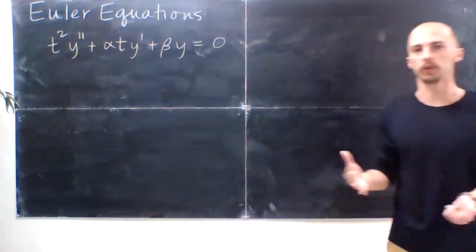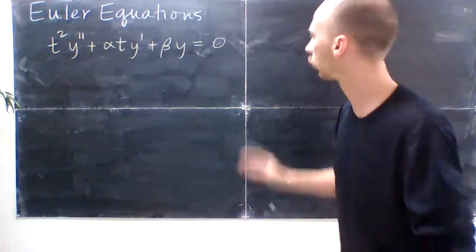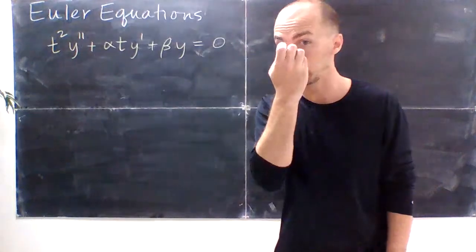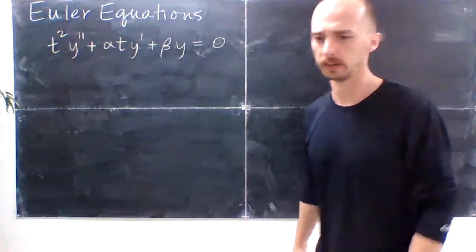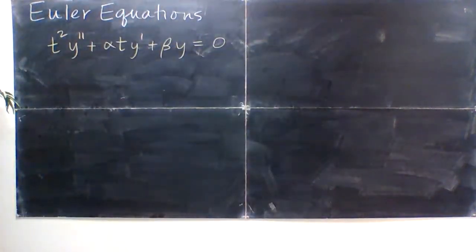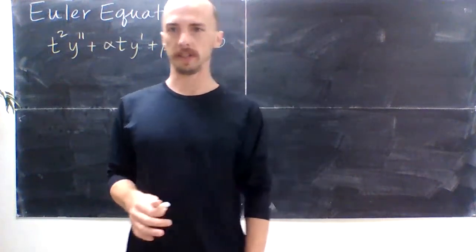And so what we're going to do is start off with a little change of variables. We're going to solve this in general, and then I'll work a couple examples for you. But overall, I think that this should be a pretty friendly technique to us. So what I'm going to do is start off by letting x equal the log of t.